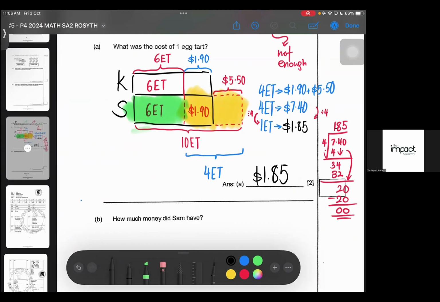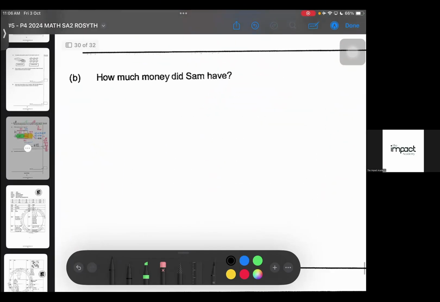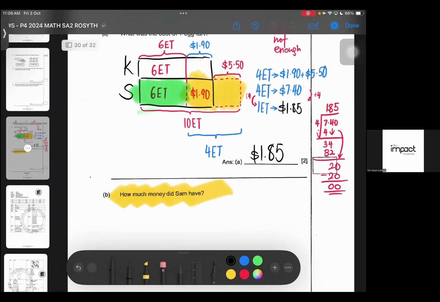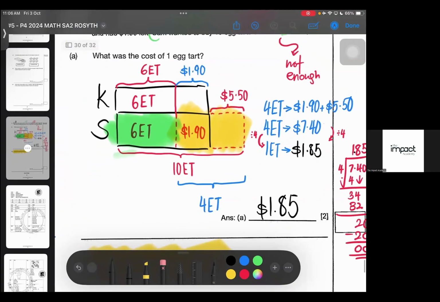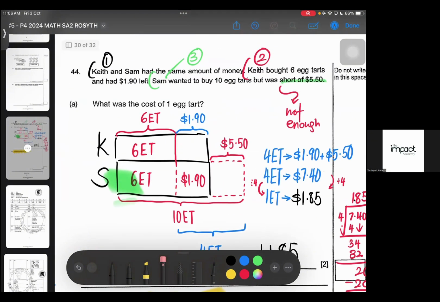Now, can I come back to the question? Once I'm done with this, the next question I want to ask myself is what did the question say? The question says, how much money did Sam have? What am I going to do? Do I look at Sam or do I look at Keith? Who do I look at? Sam or Keith?